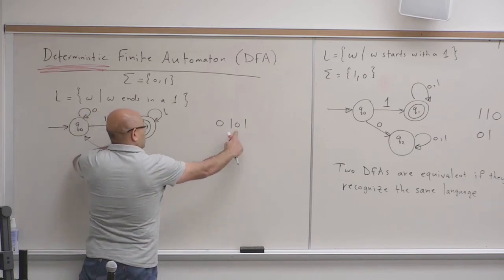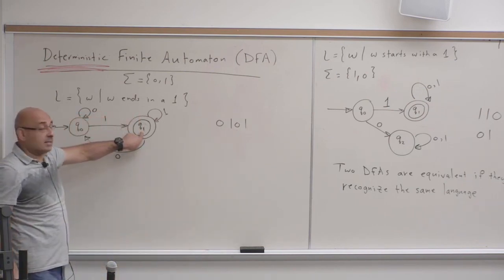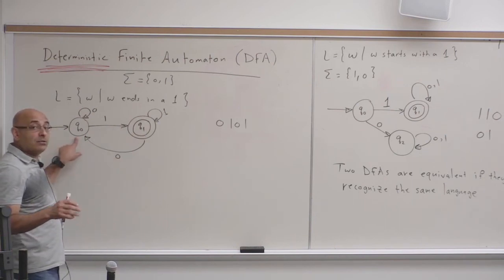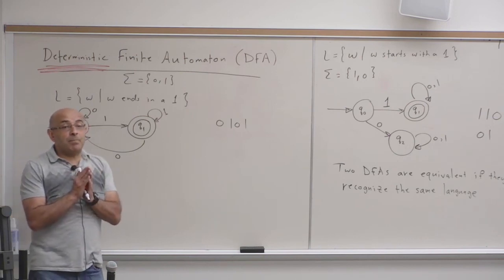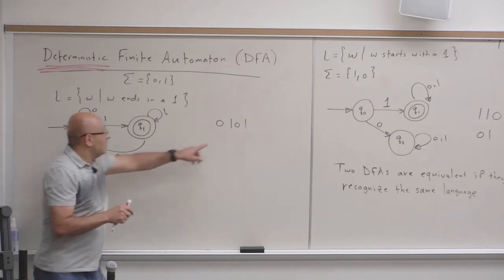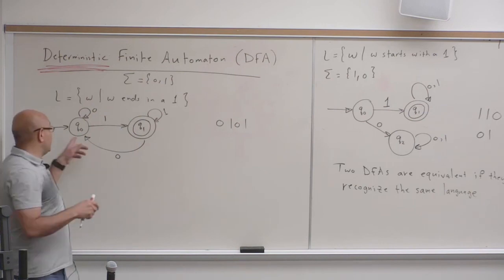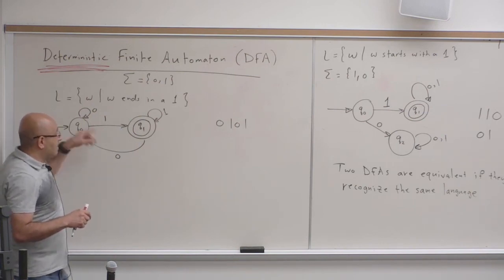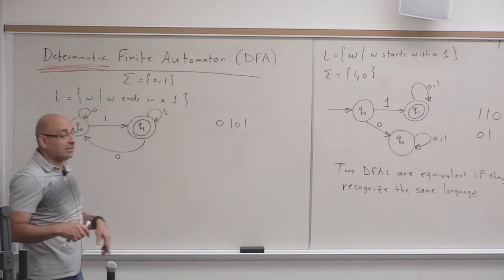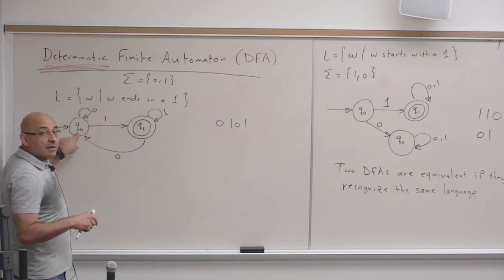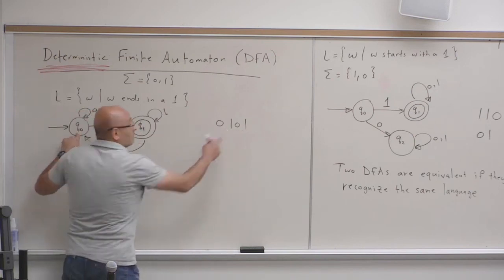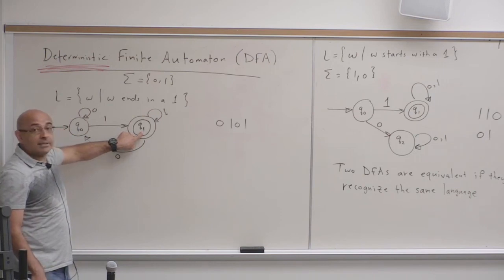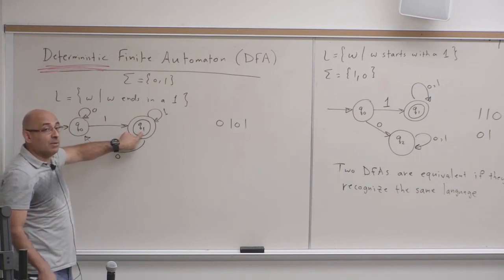What's the third symbol? A zero. So where will the zero take us? It will take us back, because basically, we haven't made any progress towards satisfying the property of the language. Zero takes us to state zero, the start state. So that one did not help because it wasn't the last one. So we are back to the start state. Then we get this one, which takes us to Q1. And it's the last symbol in the string, so we end up in an accept state, so we accept.